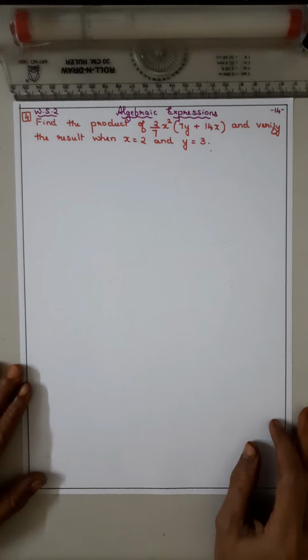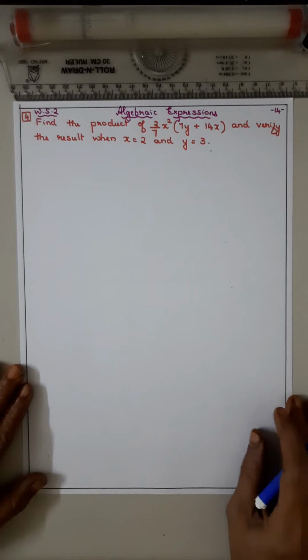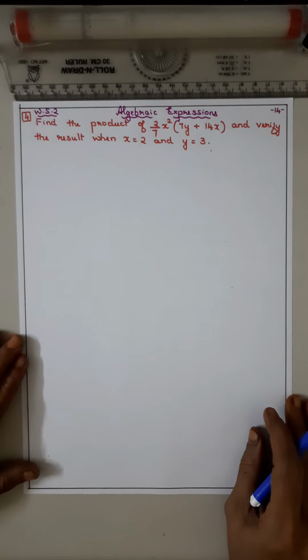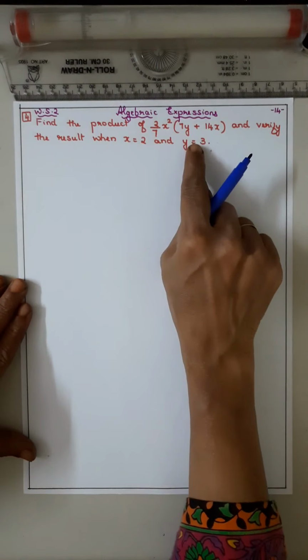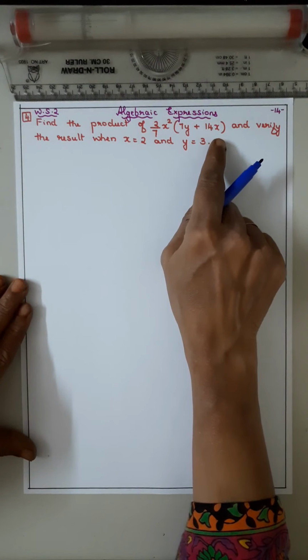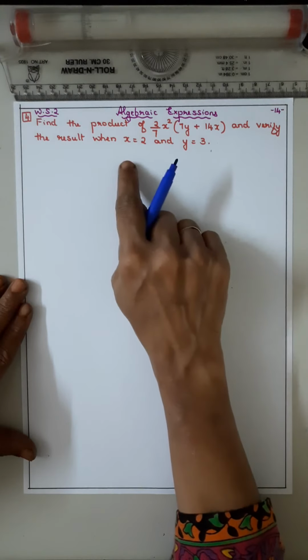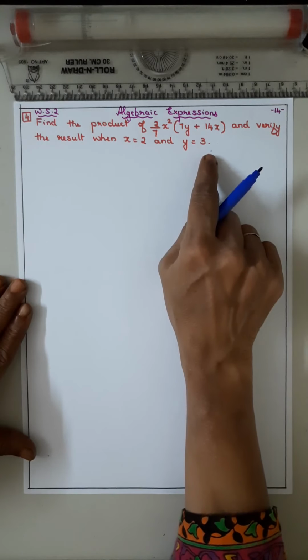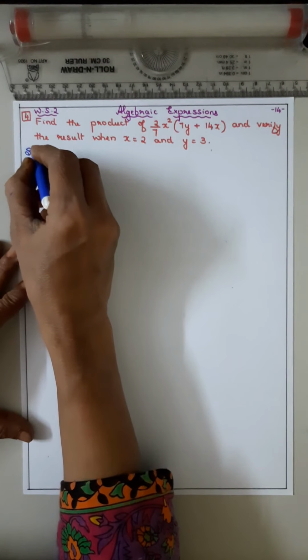We were discussing the lesson algebraic expressions, isn't it? We were in worksheet 2. Now coming to question number 4: find the product of 2/7 x squared (7y + 14x) and verify the result when x = 2 and y = 3. First we will write the solution.